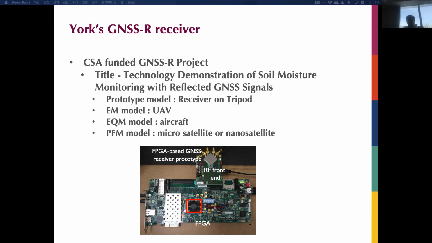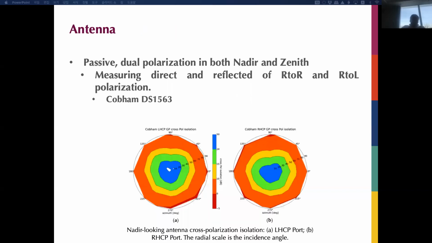The bigger PCB is the evaluation kit of the FPGA. The smaller PCB in the figure is the RF front end evaluation kit as well. So we built this prototype receiver to get the reflected signal, and using that signal we will try to calculate the soil moisture on some surface. And we also use a dual polarized antenna.